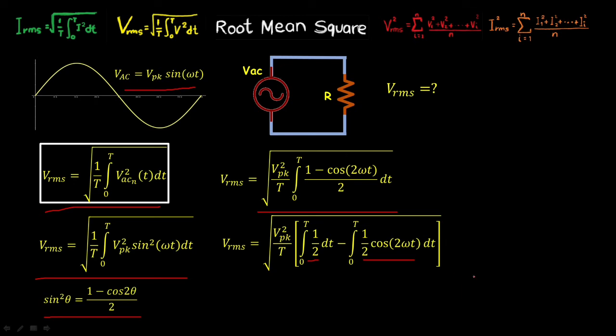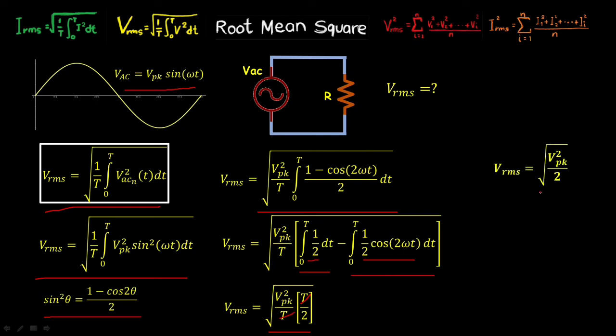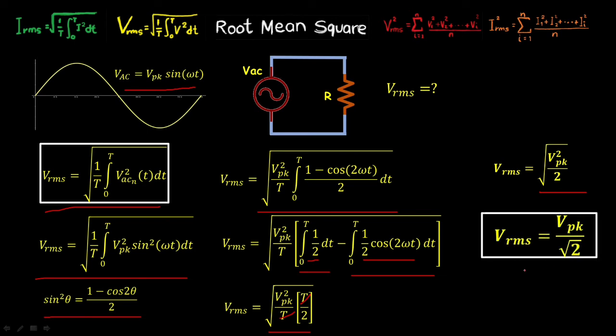The first integral will be the integral from 0 to T of 1/2 dt, that is nothing but T over 2. And then the other term, as we know, the integral of a cosine function over one whole cycle is equal to 0. So the remaining term will only be the root of V peak squared times T over 2, all over T. T will be cancelled and we will be left with the root of V peak squared over 2. Therefore, the final equation for the V RMS of the sinusoidal waveform will be V peak over square root of 2. This is the formula for the V RMS of a sinusoidal waveform.